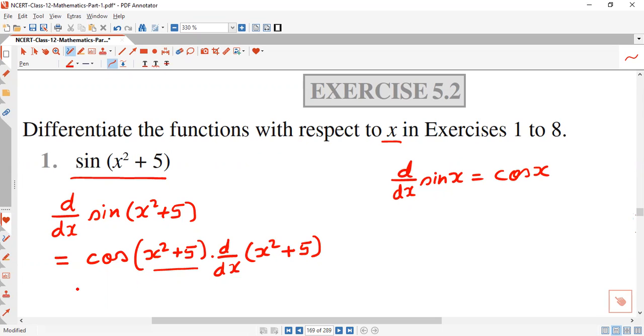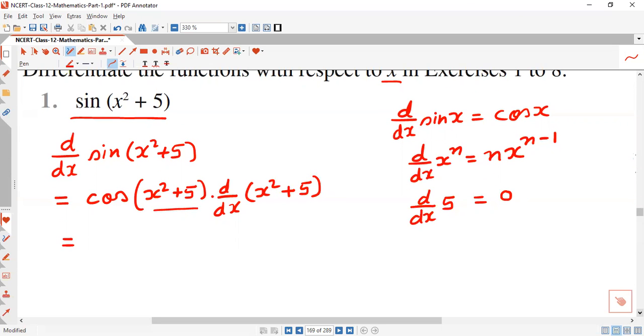So now we want to do next. You see this one, x square plus 5. See the x square, you remember this formula: dy/dx of x raised to n will be equal to n times x raised to n minus 1. Or you can say dy/dx of constant 5. 5 is a constant. It will come out 0, because there is no variable x in this expression.